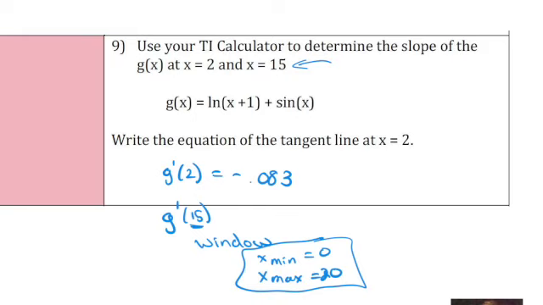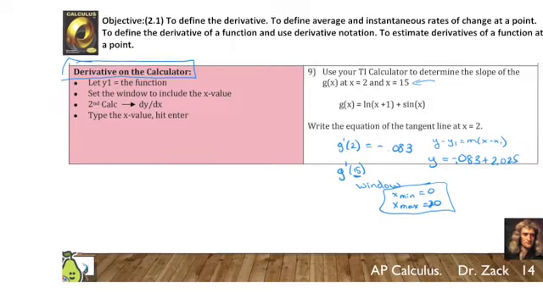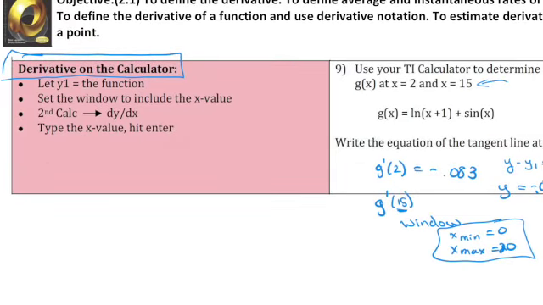Now, to write the equation of the line, you can use technology for that, or you can use your y minus y1 equals m times x minus x1. When you do, you should end up with y equals negative 0.083 plus 2.025. So make certain you know how to use technology in order to find that derivative.